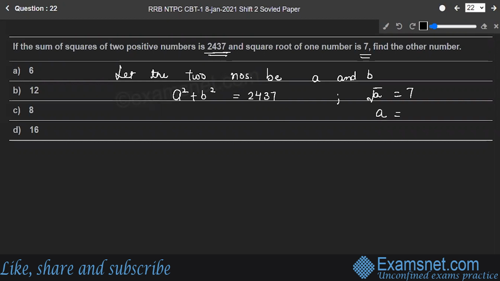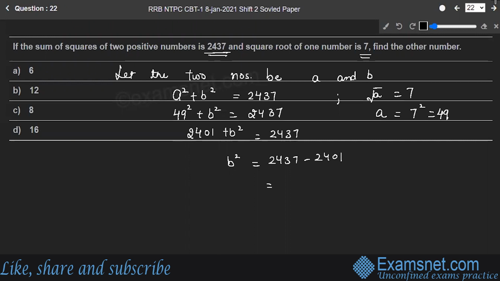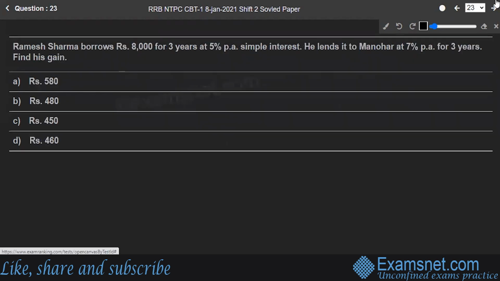So that means A is equal to 7 square, or 49. So 49 square plus B square is equal to 2437. 49 square is 2401 plus B square is equal to 2437. B square is equal to 2437 minus 2401, which is equal to 36. So B is equal to root of 36, that is equal to 6. You got the value of B, which is the other number, equal to 6. Option A is the correct answer for this. Hope you got that.